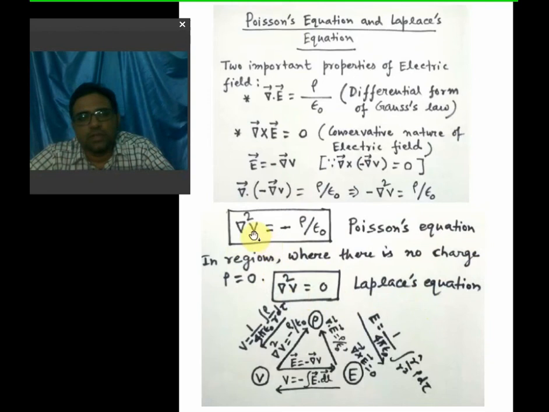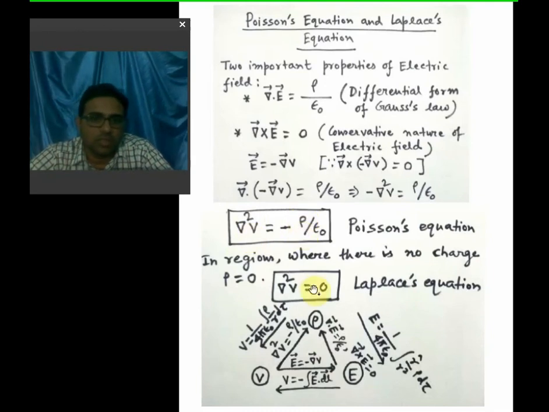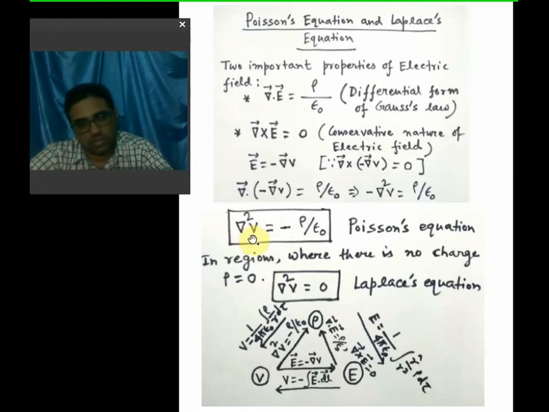Importance is, see here, if we know the potential, by this equation we can find out rho, the unknown charge distribution. And suppose we are in a region where there is no charge distribution, using this Laplace equation we can find out the unknown potential. And even if we know the charge distribution, if we solve the second order differential equation, then we can find out V. Okay, so del square means what?